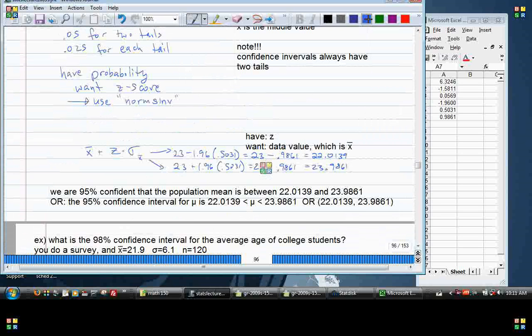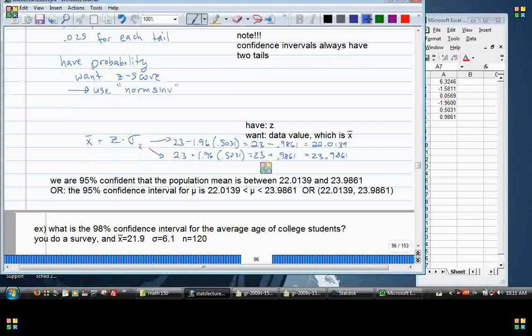One thing you should check is to make sure that you have a normal distribution. Do we have a normal distribution? Are we going to be using a normal distribution here? Yes. Why? We have sigma, and n is over 30, so you're good. That's the first thing we check for.